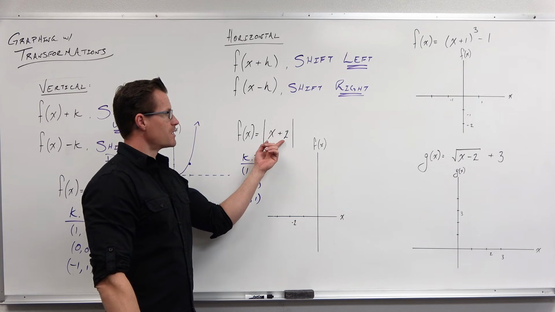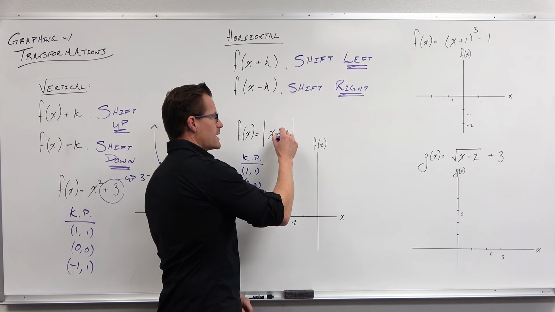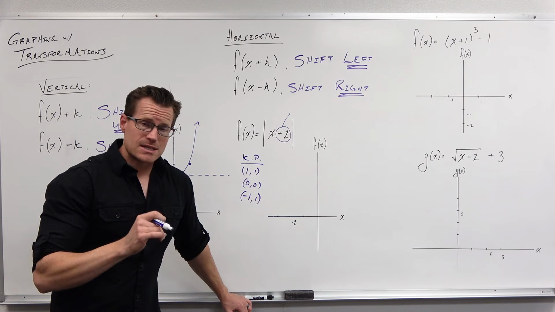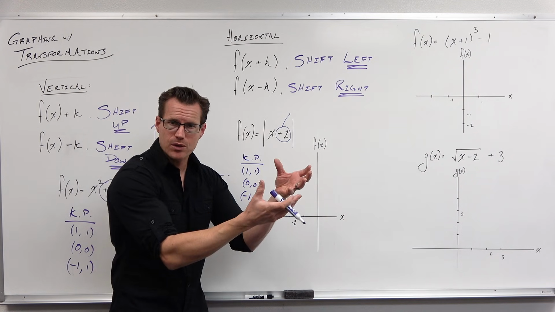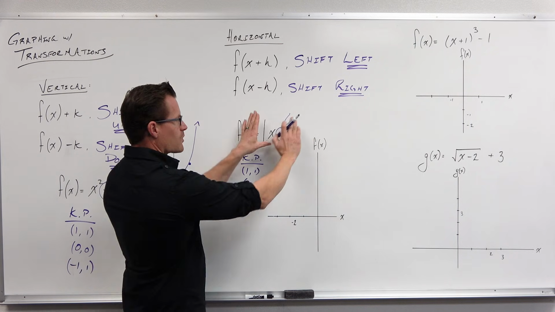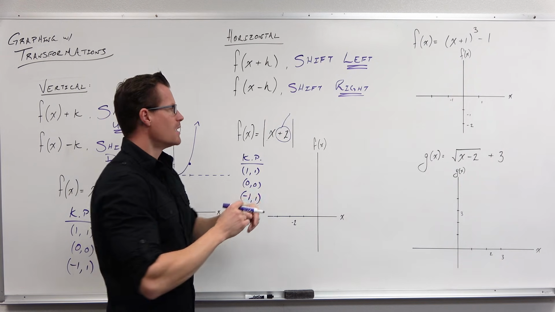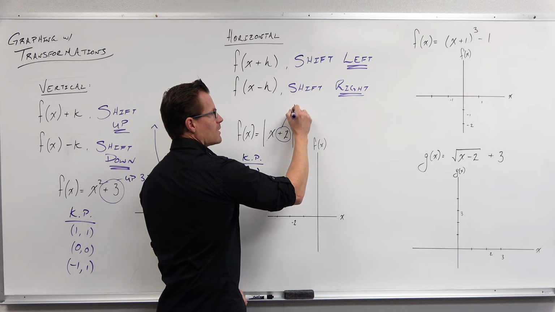Now we identify what the plus 2 does. It says that plus 2 is affecting the input x. It's not after the absolute value. It's not affecting the output. It says I'm affecting the input first. Before you even look at the absolute value, I'm saying plug in a value of x, I'm going to add 2 to it. That's affecting the input. That's a horizontal shift. In fact, it's a shift left.